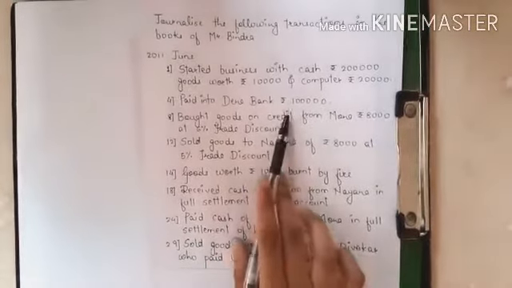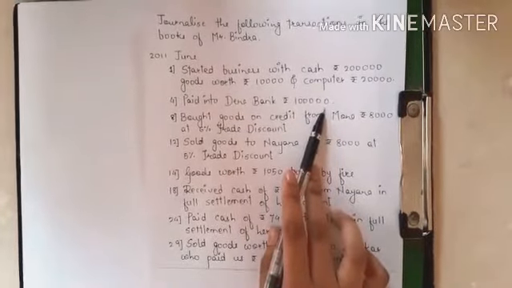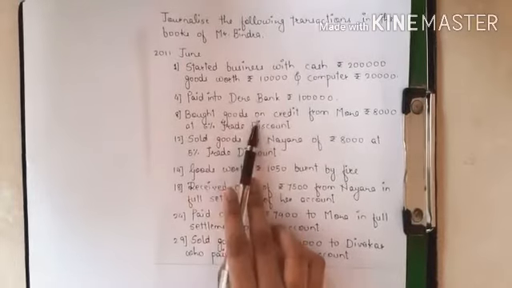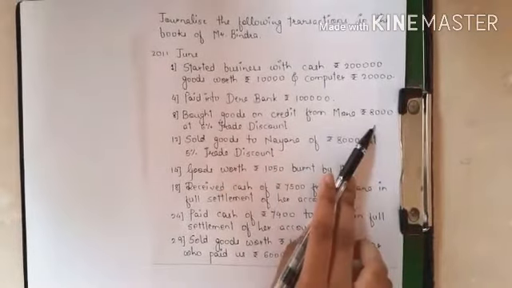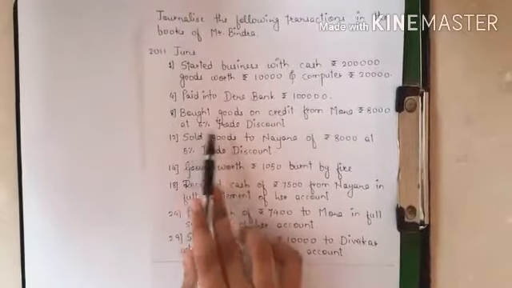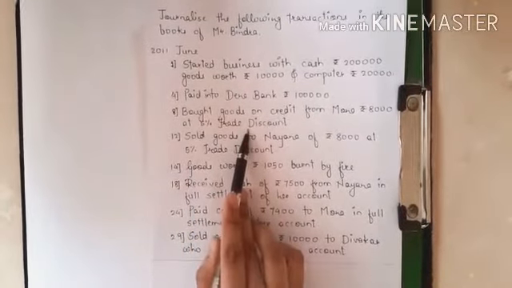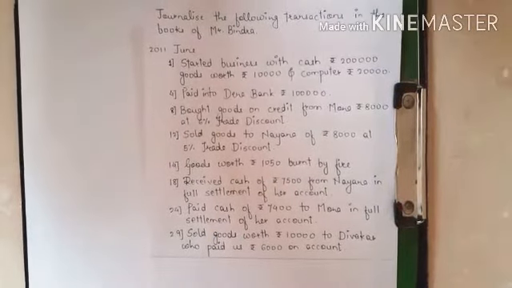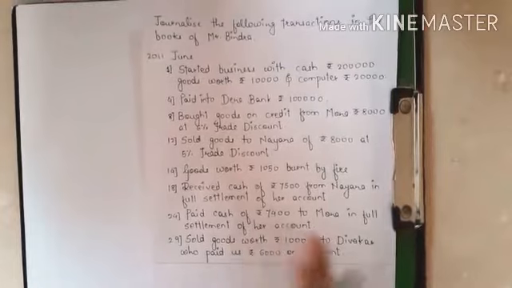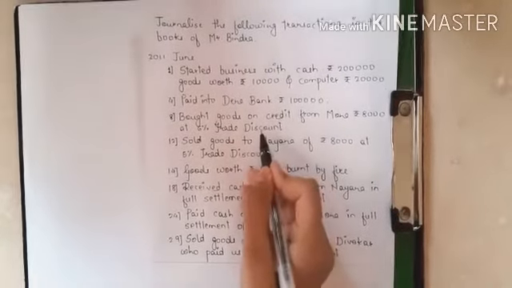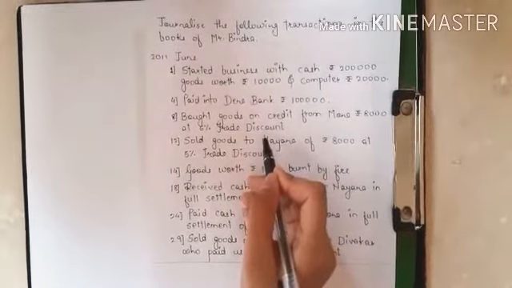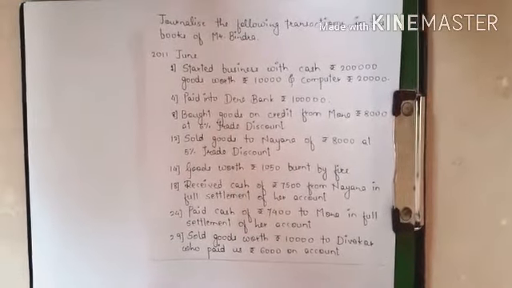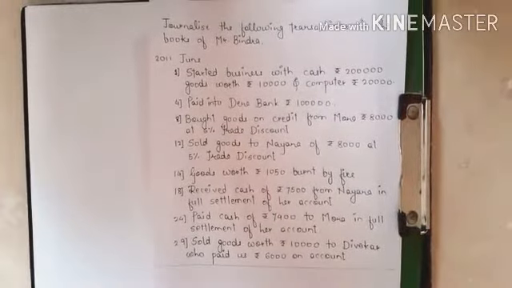Paid into Dena Bank rupees 1 lakh. Okay. Next, on 8th June, bought goods on credit from Mona rupees 8,000 at 6% trade discount. So what we will do first is read out all the transactions and frame working notes of the critical transactions. Now let's just see this trade discount transaction. We have to make a working note of this. We will write it after we complete reading out all the transactions.